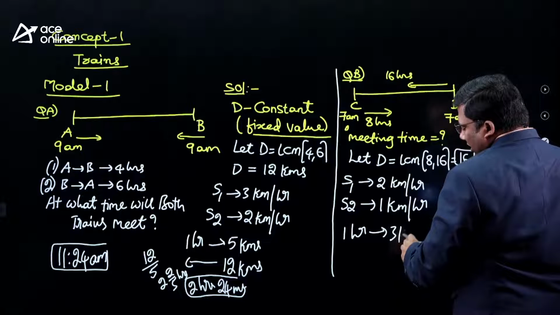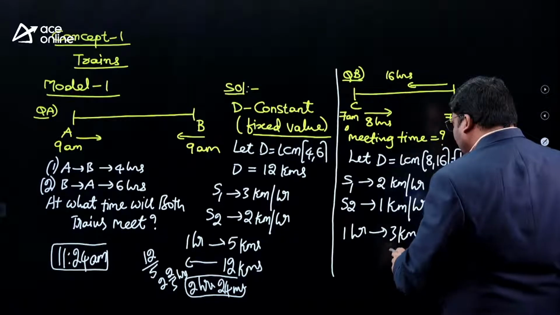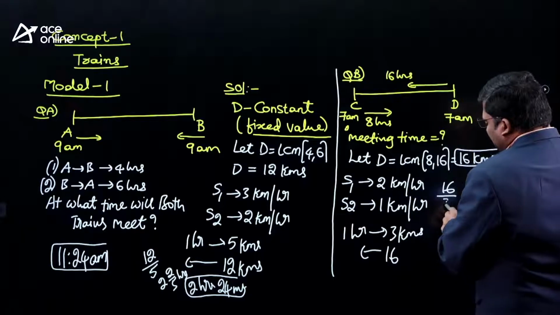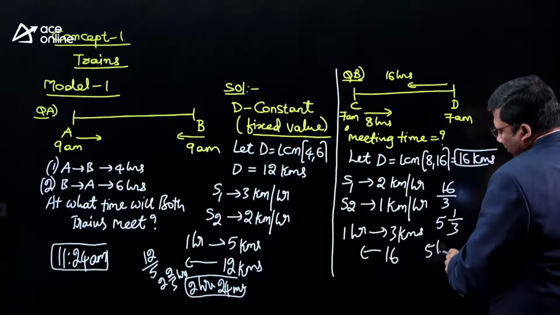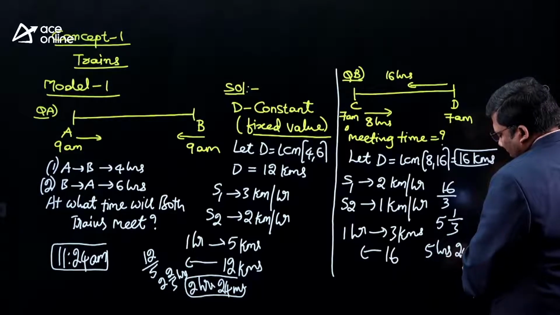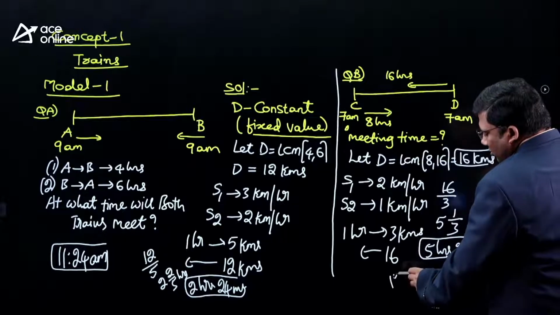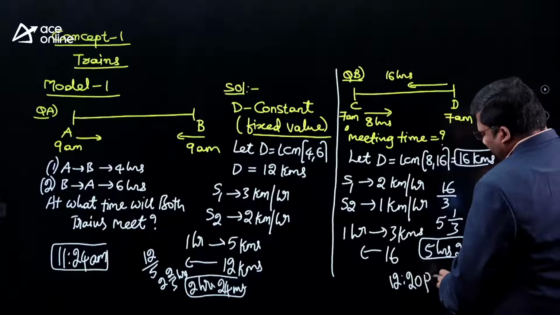In 1 hour, what is the total covered? 3 kilometers. But what needs to be covered? 16. So this will become 16 by 3. It is 5 1 by 3. It is 5 hours 20 minutes. 5 hours 20 minutes from 7 a.m. will be 12:20 p.m.